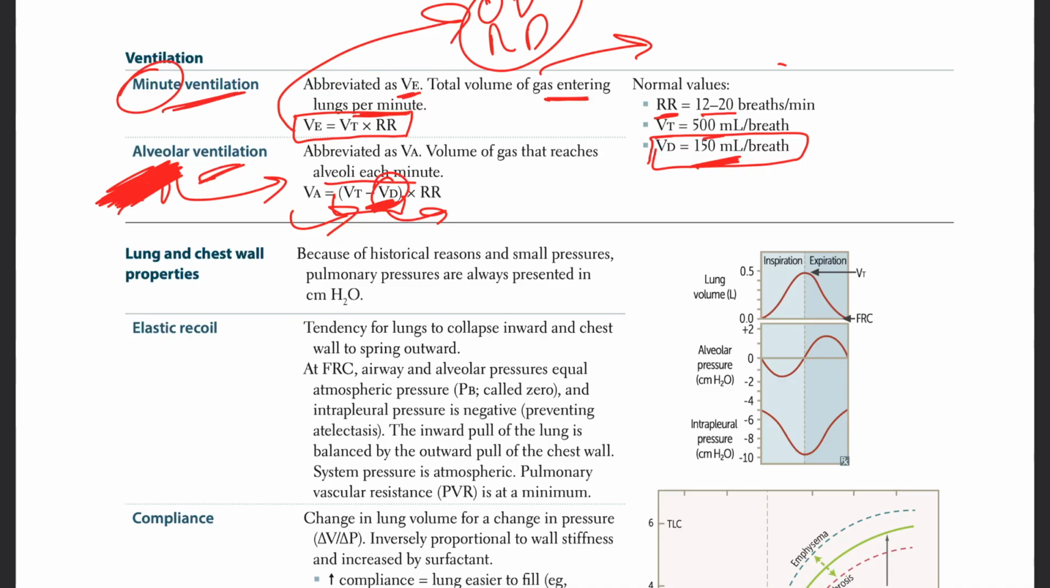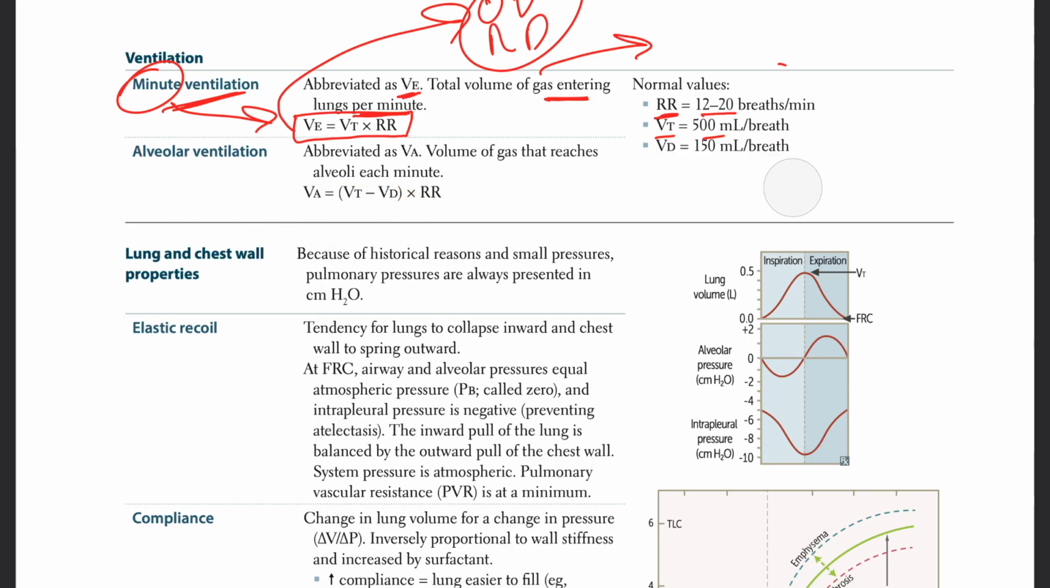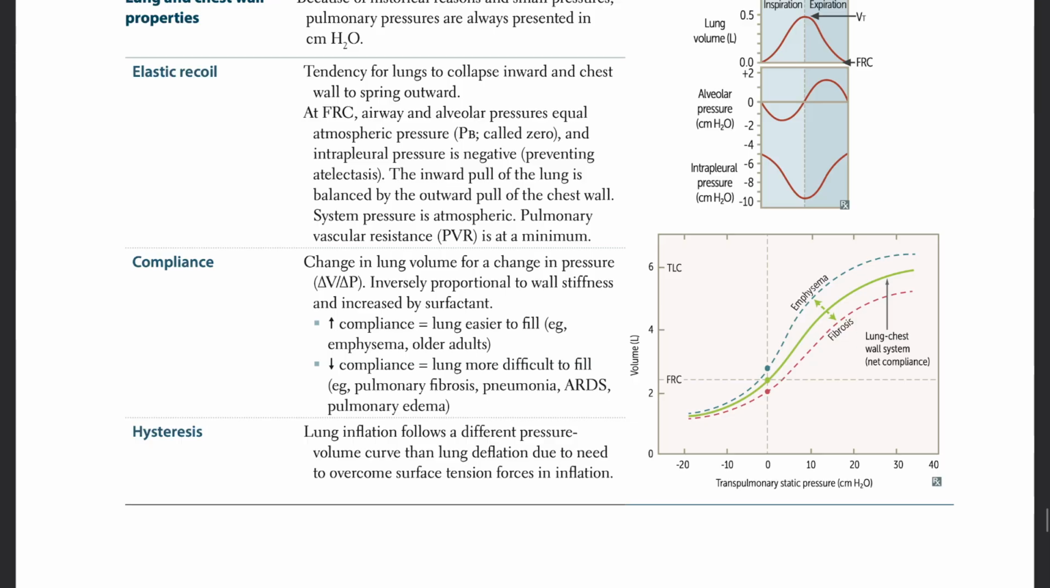Minute ventilation is simple. It is whatever is going to the lung. For alveolar ventilation, you have to subtract only one thing, which is your VD, your physiological dead space, and that's how you get it. Next, something very high yield: lung and chest wall properties.